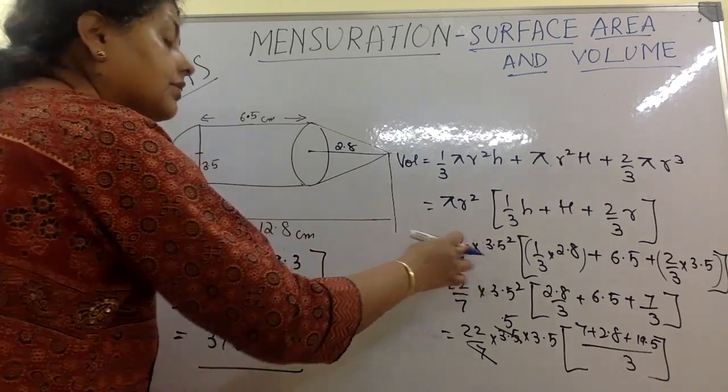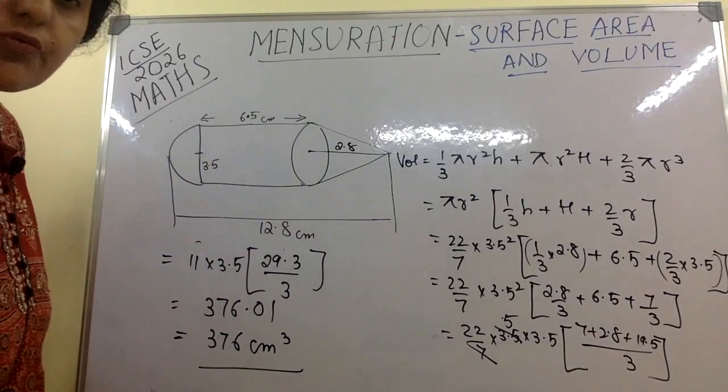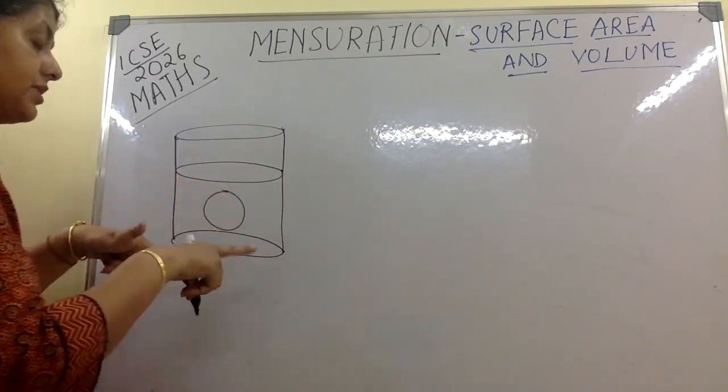That is why they have given 3.5 here, which is a multiple of 7. Okay, so let's move on to the next question. Here is our next question. There was water till here and we have dipped a sphere in this.